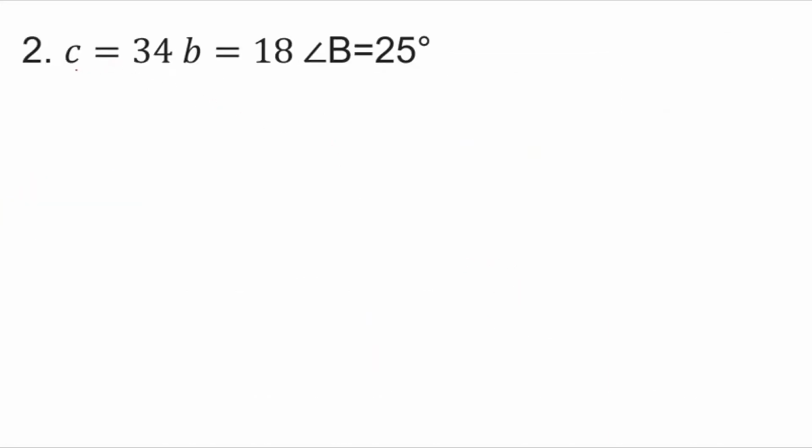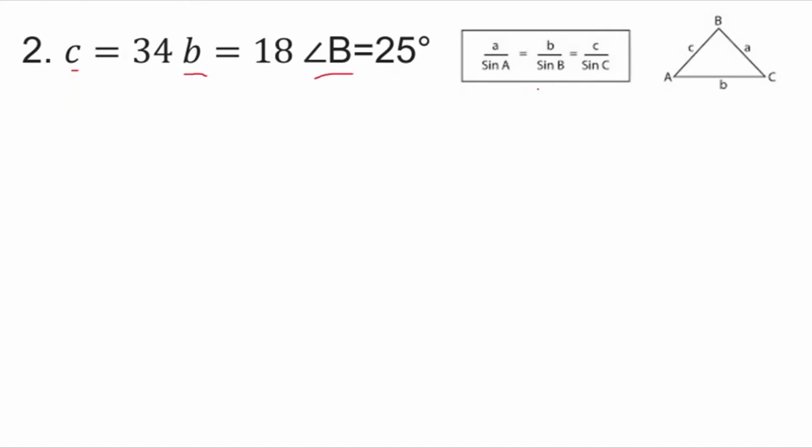Now, for number 2, we have side C, 34, side B, 18, and the measurement for angle B, which is 25. Here, again, we have angle B with side B, which allows us to use the law of sines. In this case, we use the law of sine of B and the law of sine of C. So we have 18 over the sine of 25, which was given, equals 34 over sine C, which is what we're looking for. Here we could cross multiply like we did in the last problem, which gives us 34 times sine of 25 and 18 times sine of C. Again, C is what we're looking for here.